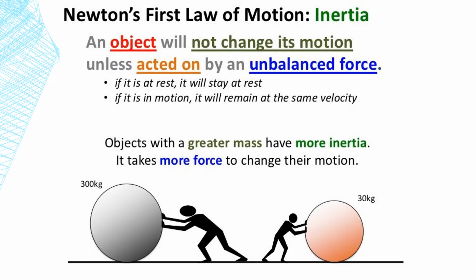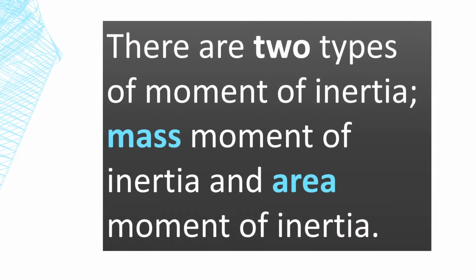Newton's first law states that every object will remain at rest or in a uniform motion in a straight line unless compelled to change its state by the action of an external force. The tendency to resist changes in a state of motion is called inertia. Mass and area are the two types of moment of inertia, and area is the one that we're going to be looking at today.